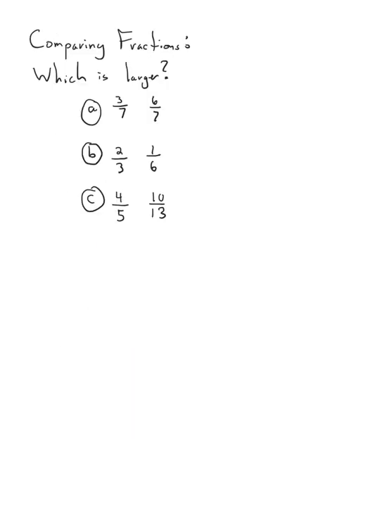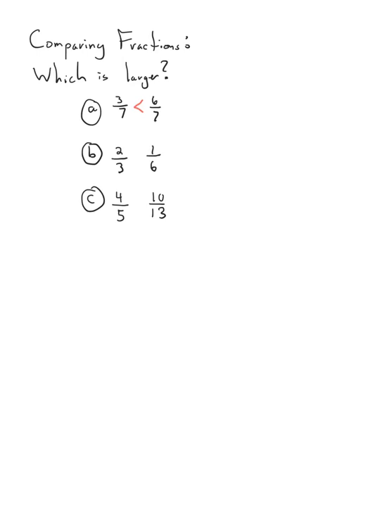All right, so let's talk about comparing fractions. So let's look at the first question here, A. Which is larger, 3/7 or 6/7? Well, this one is pretty easy. We have 7ths as the size of the pieces that we have. The left number has 3 of these. The right number has 6 of these. Obviously, 6/7 is more than 3/7. So we can put this symbol here. 6/7 is greater than 3/7.